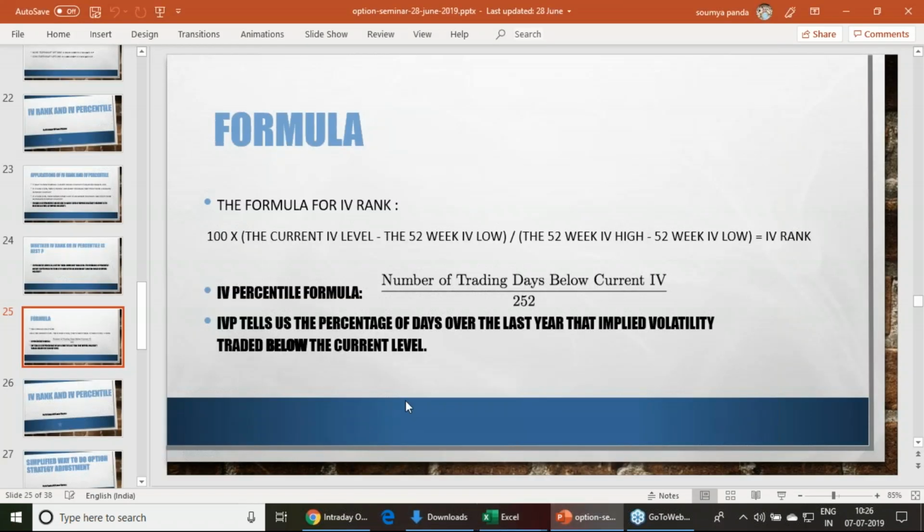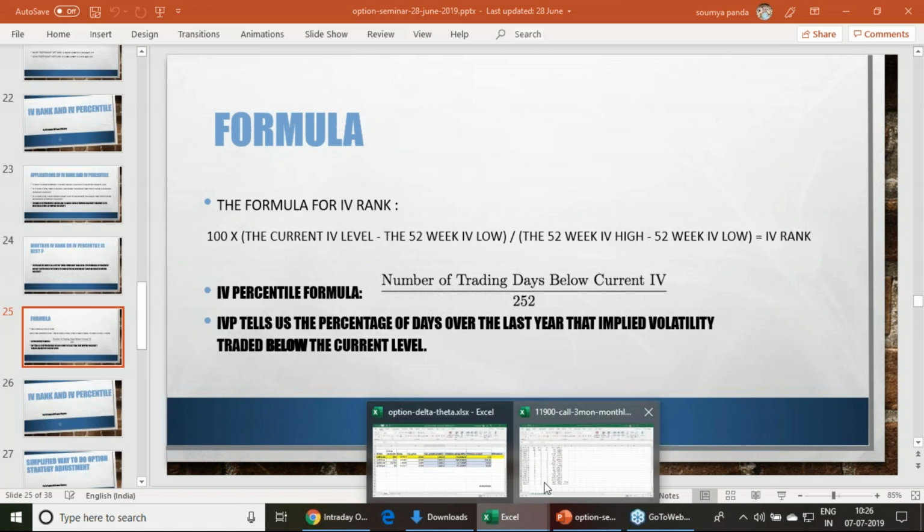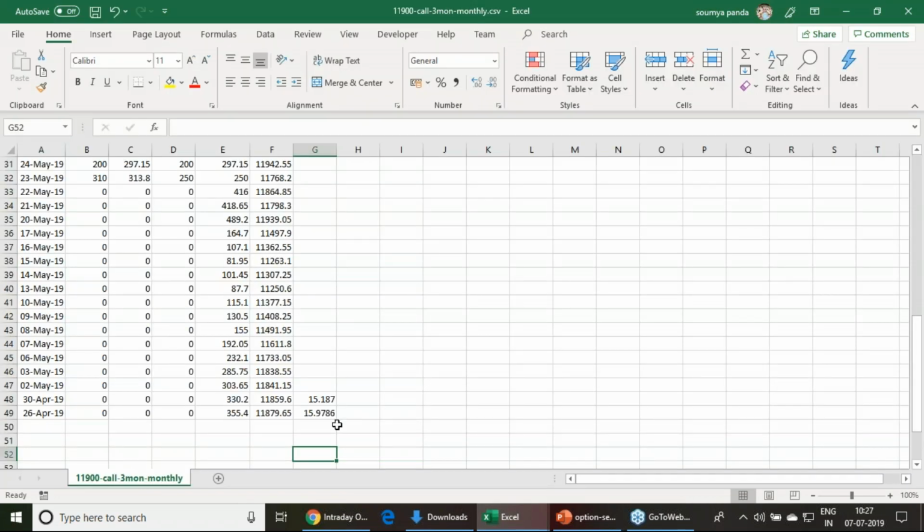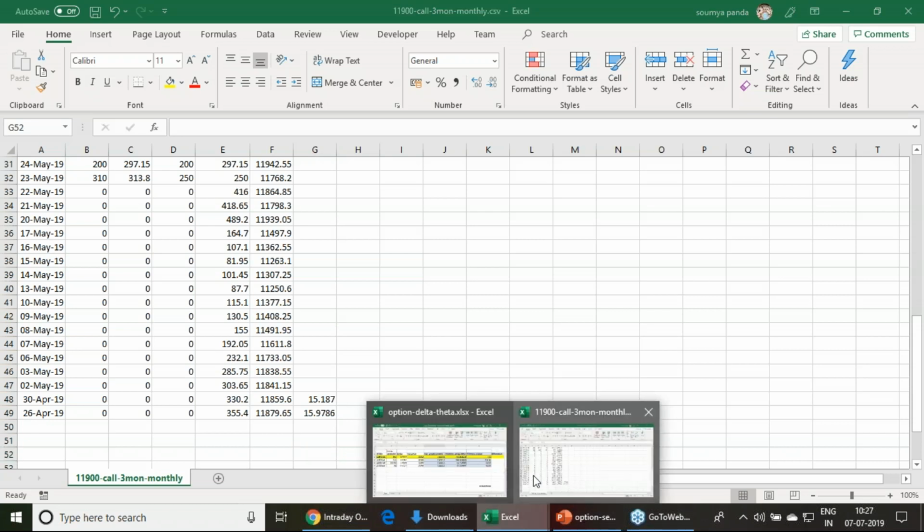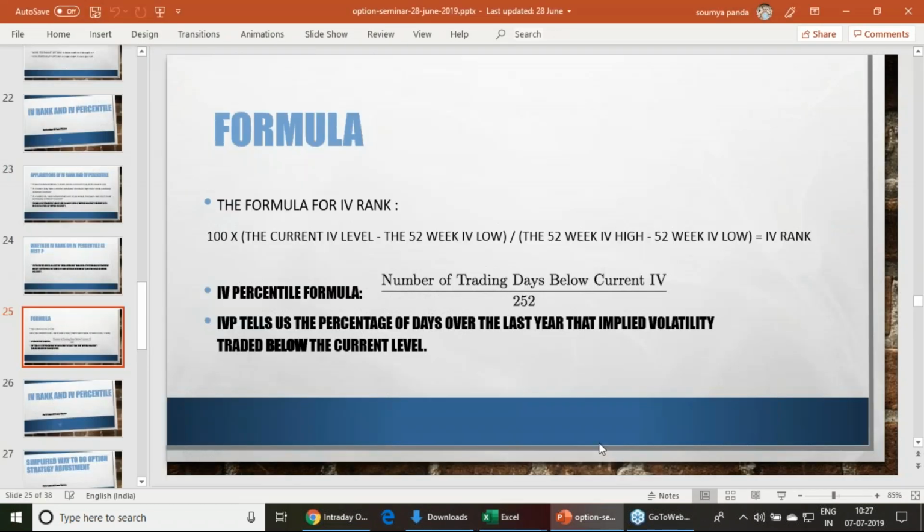Once all this data is given here, you need to go for these formulas. What is the current IV? Current IV means on 6th July, what is the IV? 52-week low IV. Whatever IVs you got here, what is the lowest of that? That you have to put here. And you need to take the 52-week IV high and low. That will give you the rank.